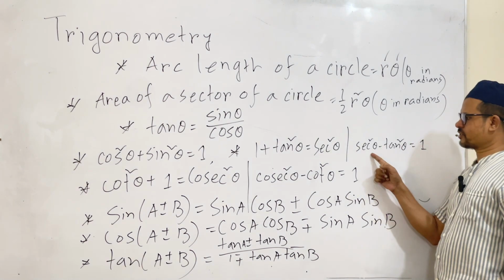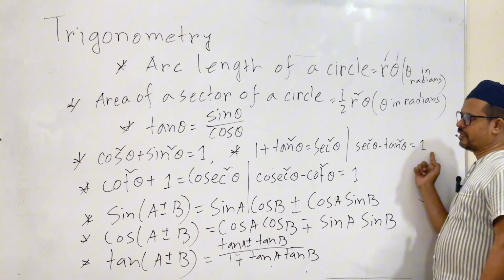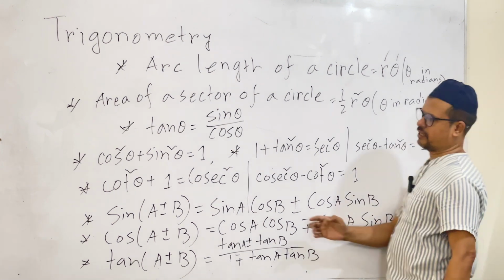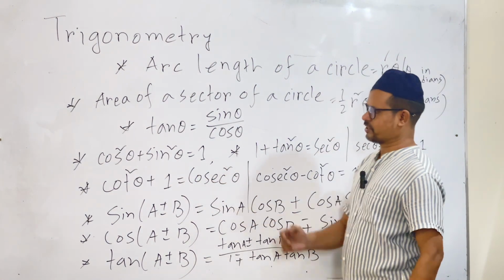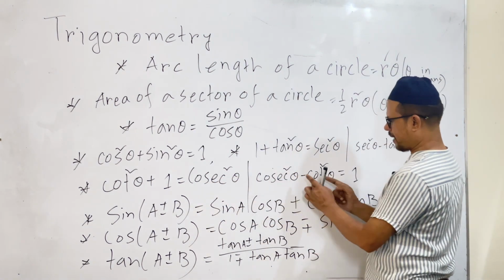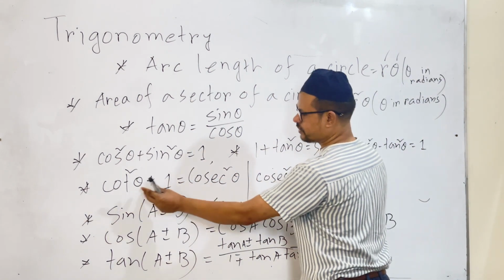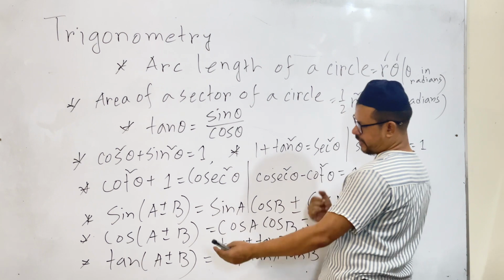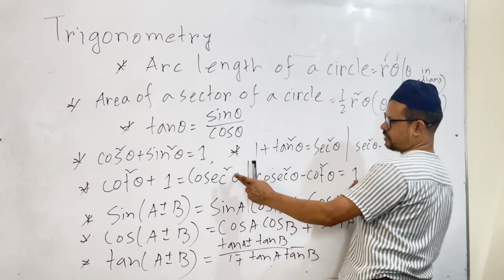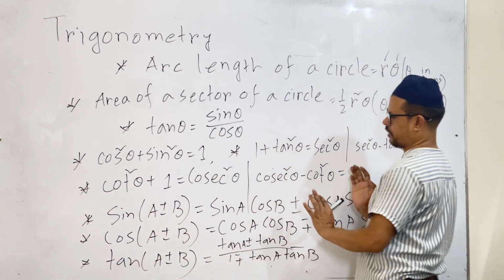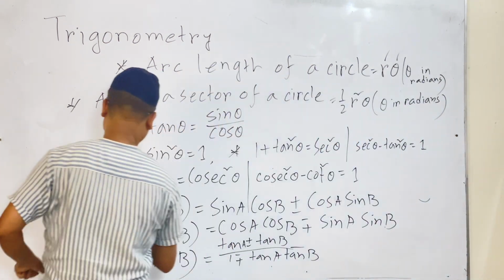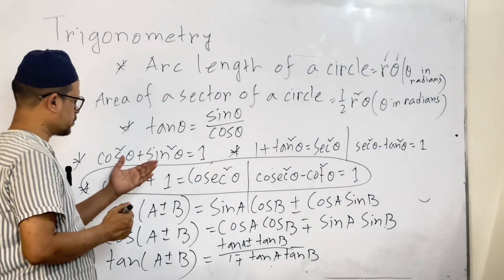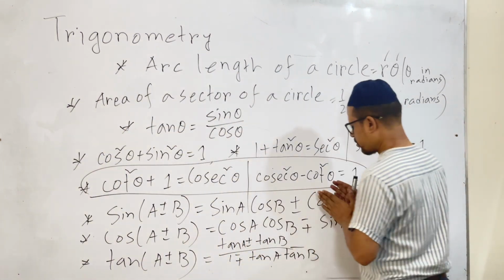Just remember, first sec square, then minus tan square theta equals 1. And cot square theta plus 1 equals cosec square theta. Same: cosec square theta minus cot square theta equals 1. You can bring cot square theta to the right side, that is cosec square theta minus cot square theta equals 1. This and this are the same: cot square theta plus 1 equals cosec square theta, and cosec square theta minus cot square theta equals 1.